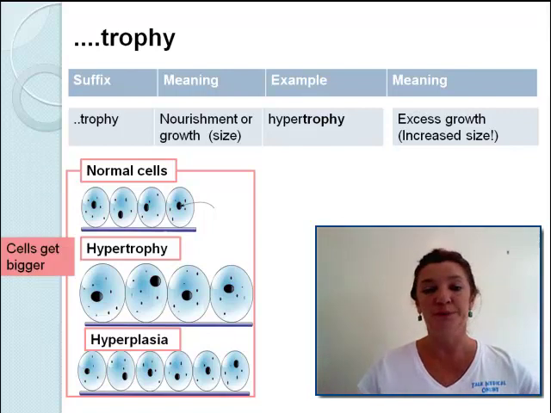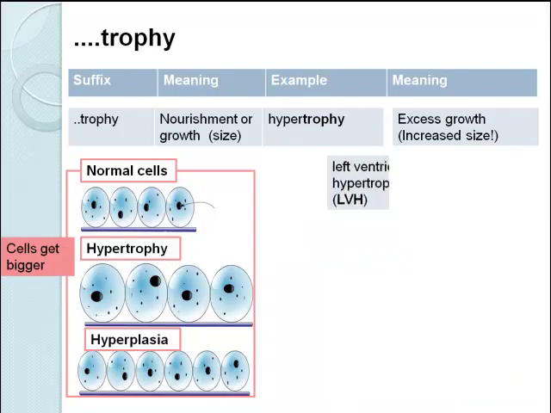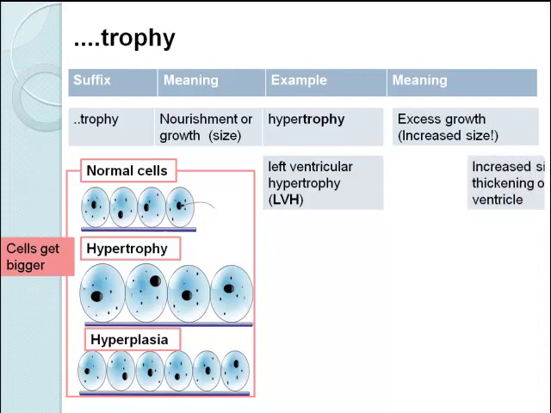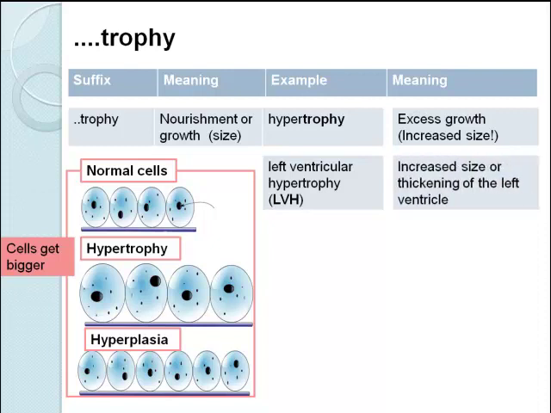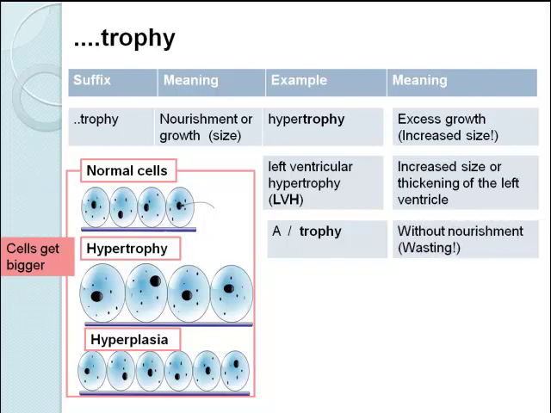Let's look at another example. Left ventricular hypertrophy, or LVH. So what's happening here is you have hypertrophy, increased size or thickening of the left ventricle of the heart. Another example, atrophy. Well, atrophy, A at the front of a word means no, trophy is our nourishment or growth, so if you have no nourishment, what's going to happen to the cells? Well, they're going to waste away. So if you're without nourishment, you get wasting, so it's the opposite to hypertrophy.